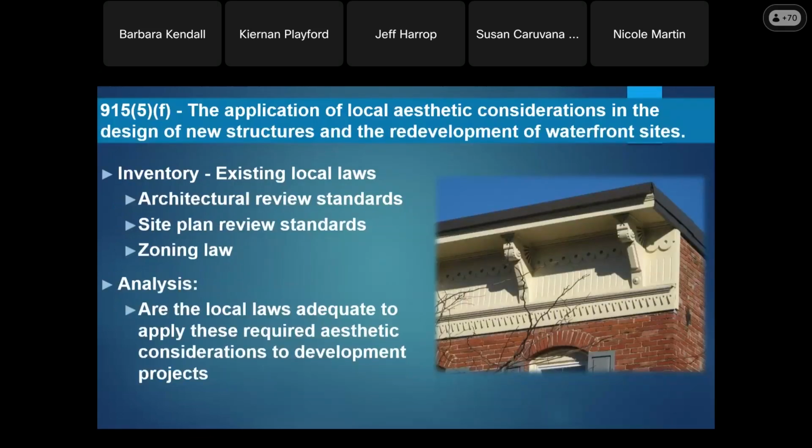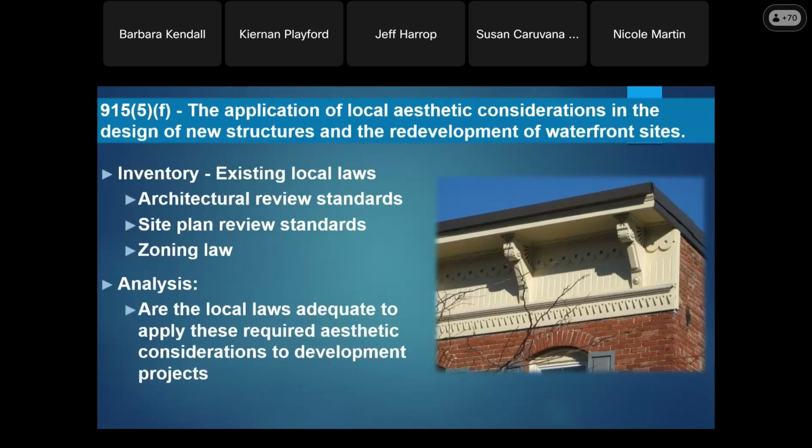The next section of the legislation is 915.5F, which indicates you must address how local aesthetics are considered by the community in the design of new structures and redevelopment in the waterfront area. On this slide, you'll see a cornice in the village of Sackets Harbor on Lake Ontario as an example. And this was included in the community's local design standards.